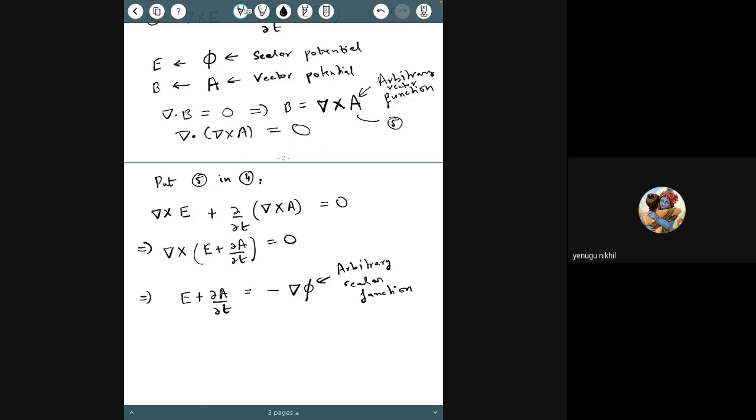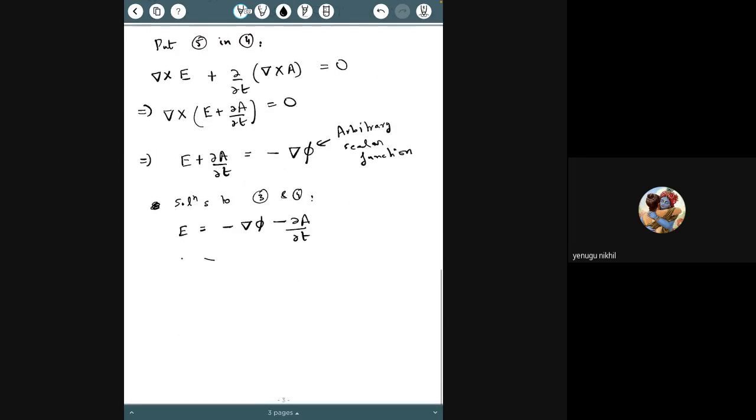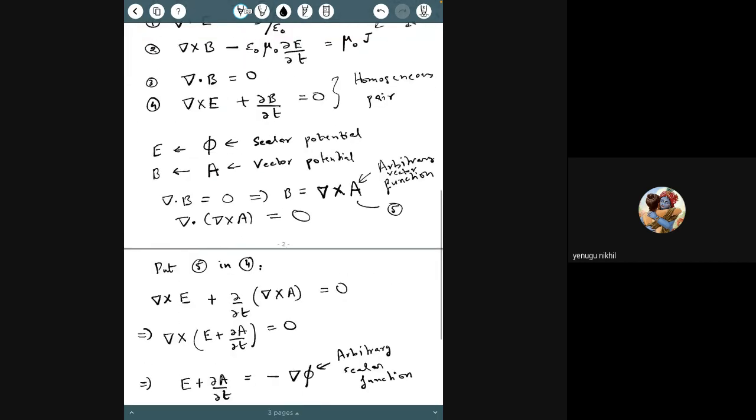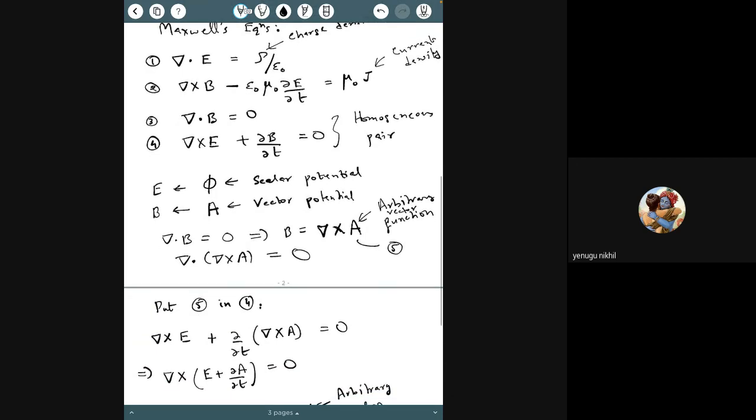So then, what are my solutions to the equations? The solutions to 3 and 4 together are that E is equal to minus grad of phi minus del A/del T, and B is equal to curl of A. But we still don't know what phi and A are. We just know that one is a scalar potential, one is a vector potential. What they should be for a given E and B are actually determined by Maxwell's equations 1 and 2.